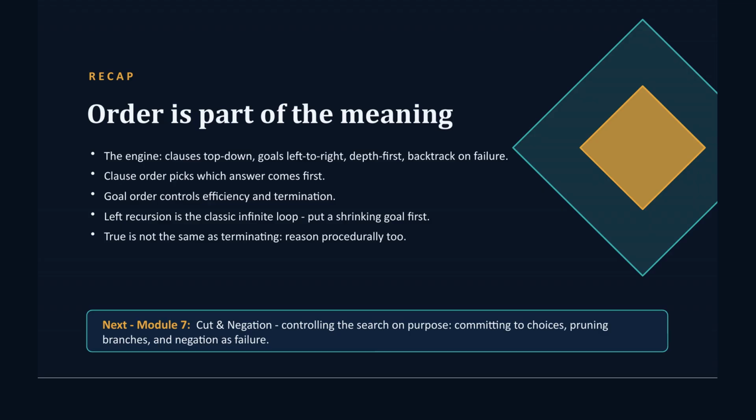You can now see the search tree clearly. Next time, in Module 7, we will learn to control it directly: the cut, which commits to choices and prunes branches on purpose, and negation as failure.